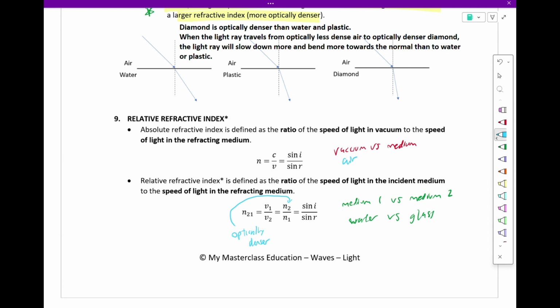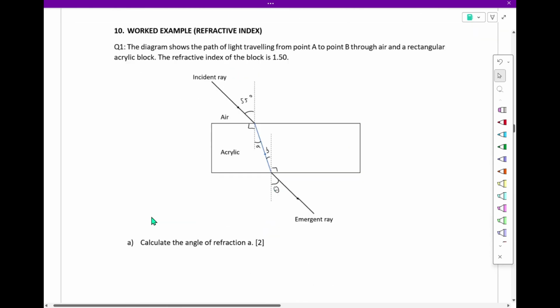Because ultimately, don't forget, it is always going to be greater than or equal to 1. So remember, the angle on top must always be bigger, and therefore n2 must be bigger than n1. Otherwise, this won't work. But you don't need to worry too much, because not a lot of schools cover this part. Even if they do, they don't really call it relative refractive index. We just call it refractive index itself.